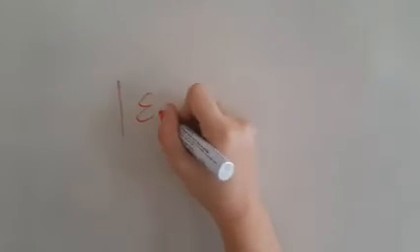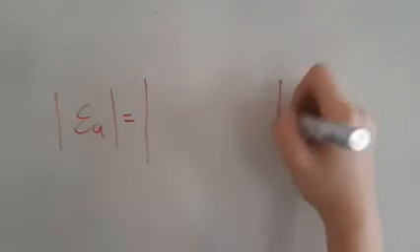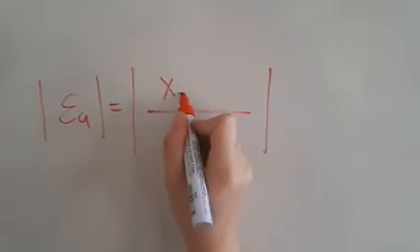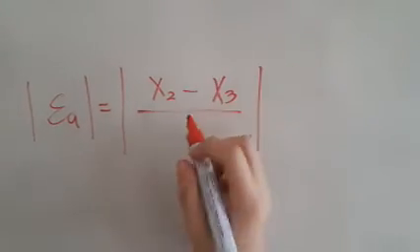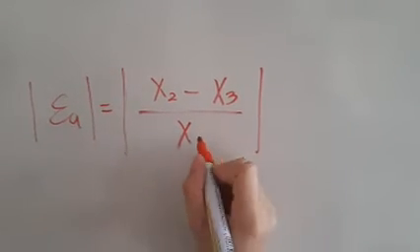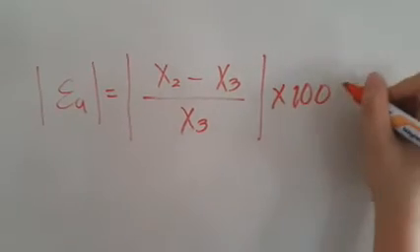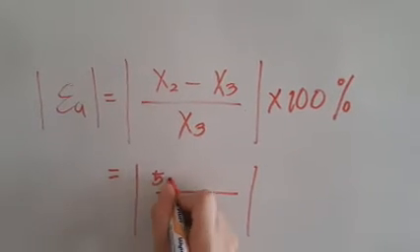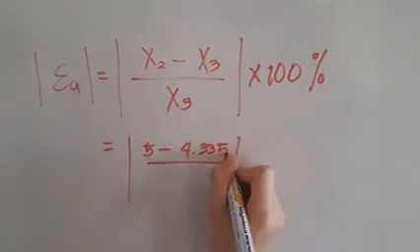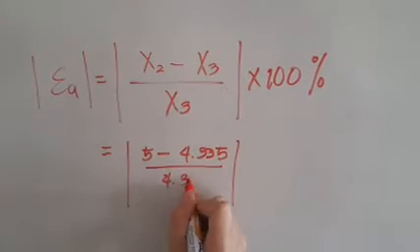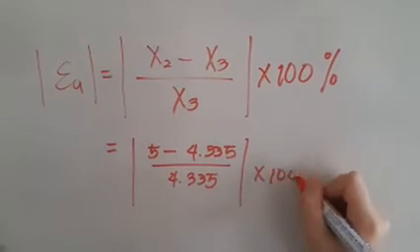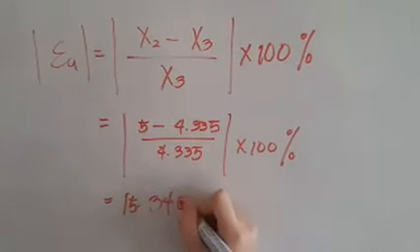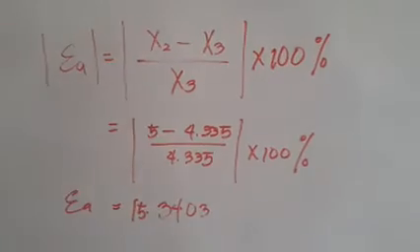Now, we're going to solve for the value of percentage of error using the formula absolute value of previous value minus present value, where the previous value is our x sub 2 and the present value is x sub 3, all over x sub 3 times 100%, which gives us 5 minus 4.335 all over 4.335 times 100%. The answer is 15.3403. And that's our percentage of error.